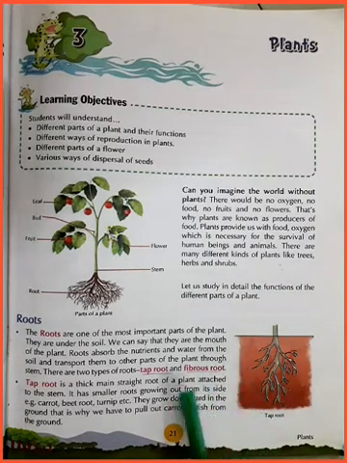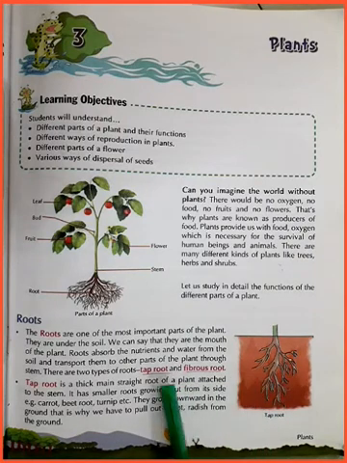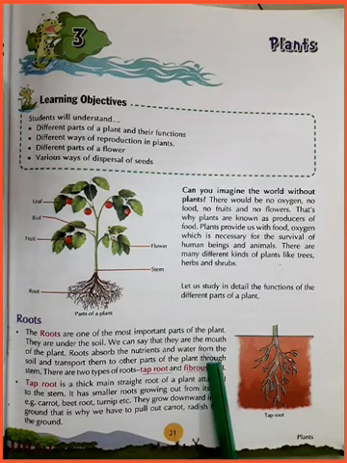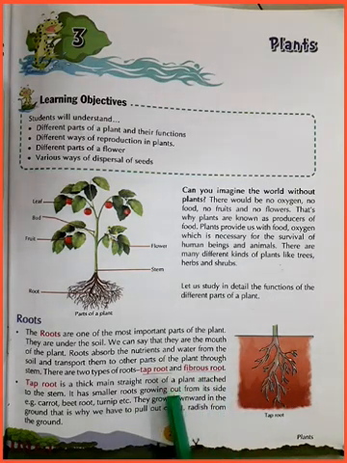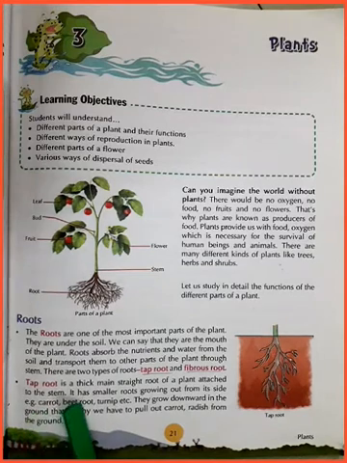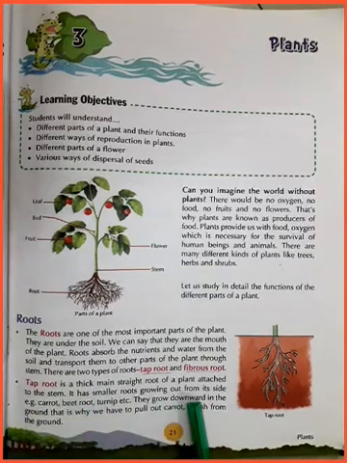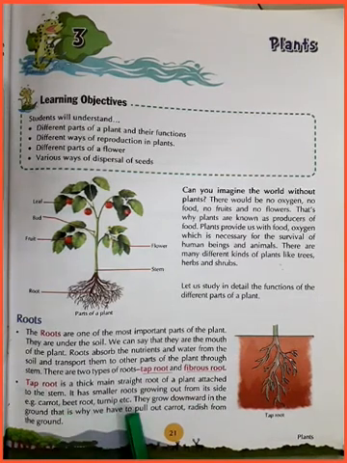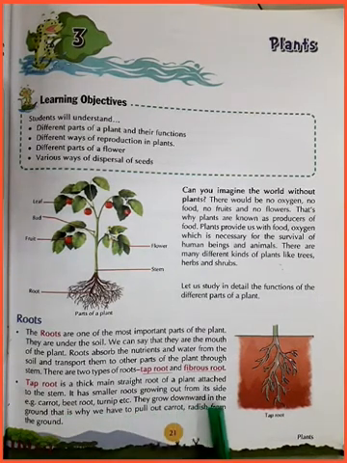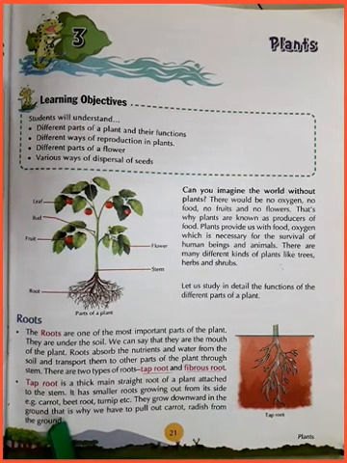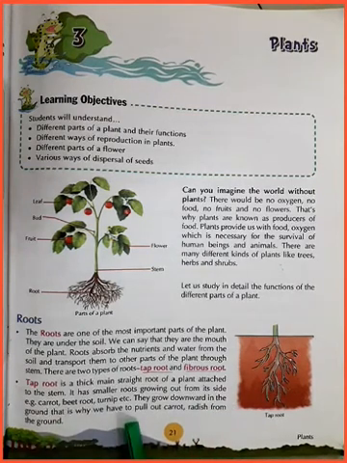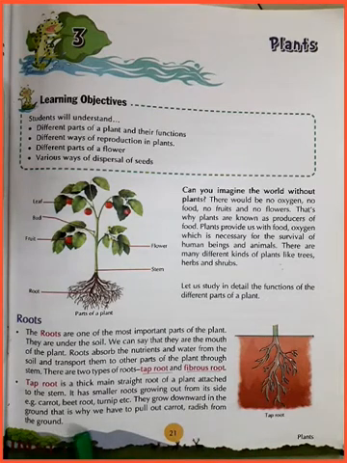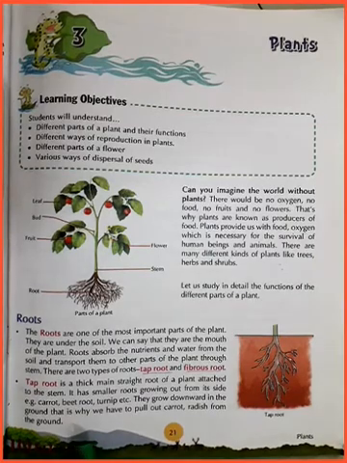Roots: fibrous root, taproot. Taproot is a single one, like carrot, radish. These are taproots. A taproot is a thick, main, straight root attached to the stem. It has smaller roots growing out from its side, like carrot, beetroot, turnip, etc. They grow downward in the ground, that is why we have to pull out carrot and radish from the ground.